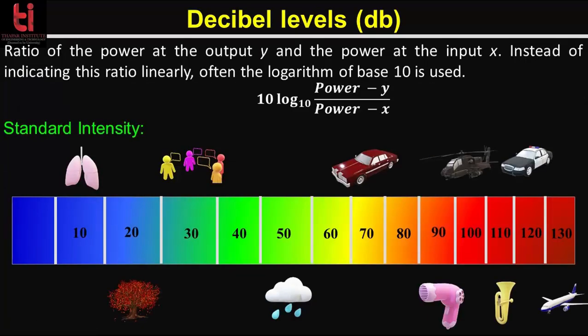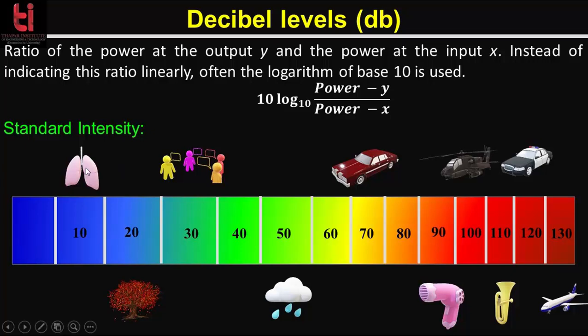So now we need some unit to measure sound level. Decibel is the unit which we use to measure the sound level. It is actually the ratio of the power at the output Y and the power at input X. Instead of indicating this ratio linearly, often the logarithm of base 10 is used. You might want to know the approximate sound levels of some common sounds in air. You can see here the sound levels of some common sounds, all relative to the intensity of a sound wave in air with a pressure of 20 micropascals.